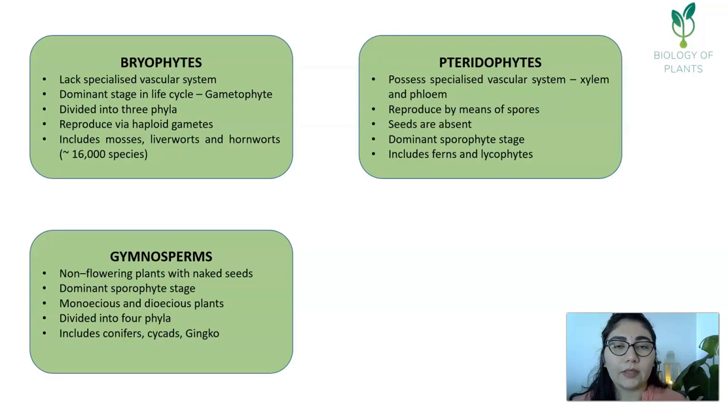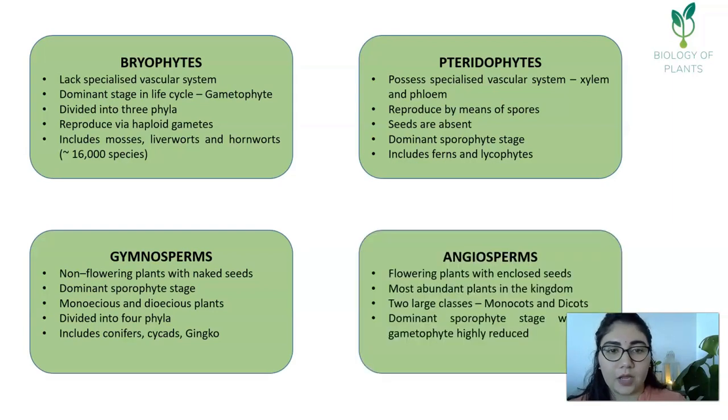Now, there are male and female sex organs. When male and female sex organs both occur on the same plants, they are called monoecious plants. And when they occur on different plants, that is, there's a male plant and a female plant, then those plants are called dioecious plants. Gymnosperms are divided into four phyla, and this group includes conifers, cycads, ginkgo, etc.